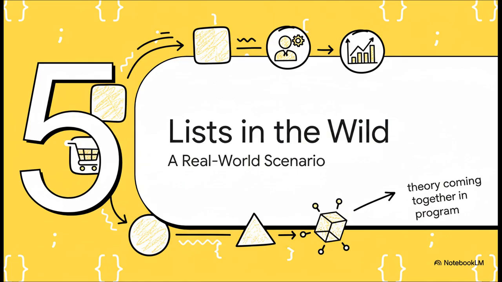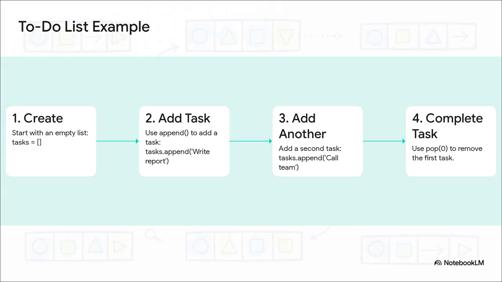All right, enough with the theory and the bookshelf analogies. Let's see how all of these pieces, creating, adding, removing, actually come together in a real-world example that you've probably even thought about building yourself. A to-do list is the perfect example. First, we start with a totally empty list called tasks. Then we use append to add a couple of items to it. Write report, call team. Then, once we finish that first report, we can use pop 0 to remove the item at index 0. And that's it. You've literally just programmed the core logic for a task manager.